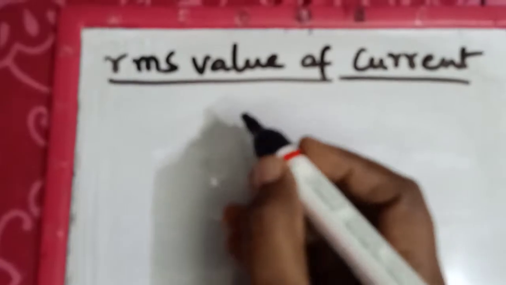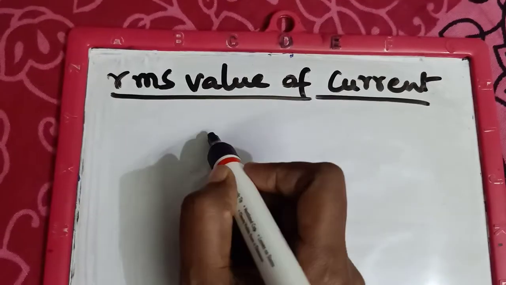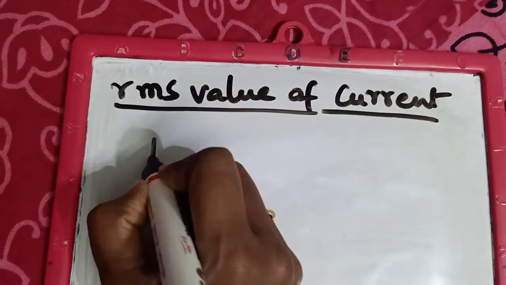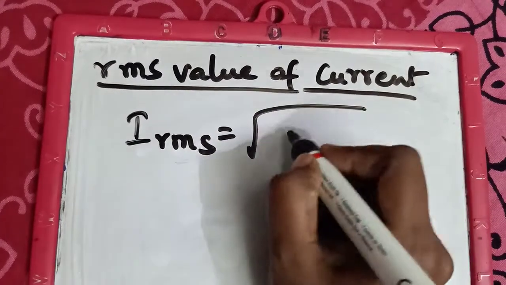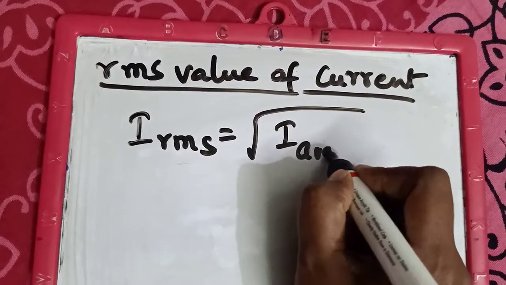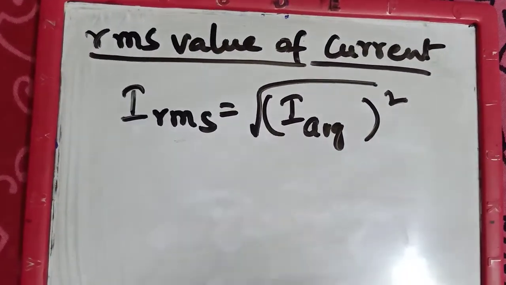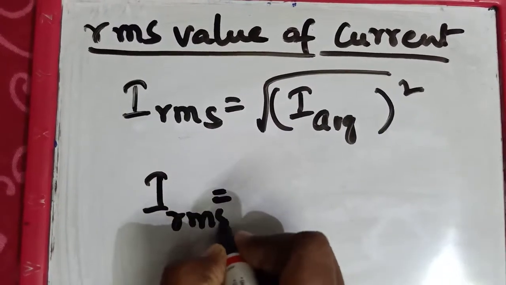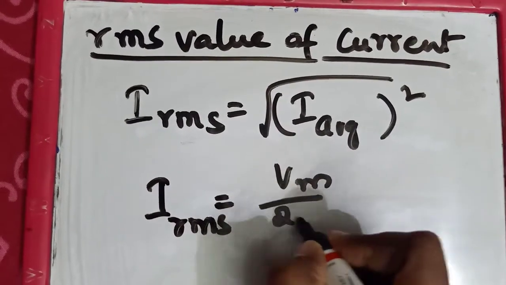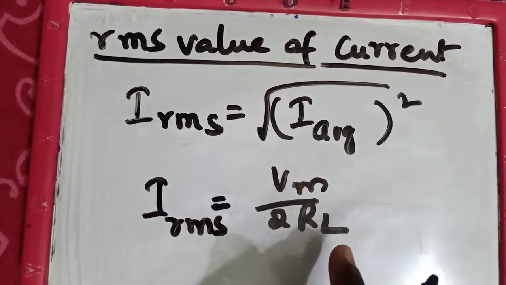We'll check it out one by one. So this first one, what we are calculating here is the RMS value of current. What is the equation here? IRMS is equal to the root of, according to definition, I average square. If you substitute that I average value, simply the IDC value, we'll get IRMS equals Vm by 2RL here. From this IRMS we can also calculate VRMS.